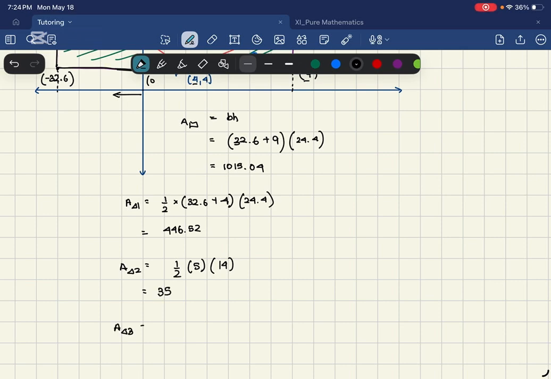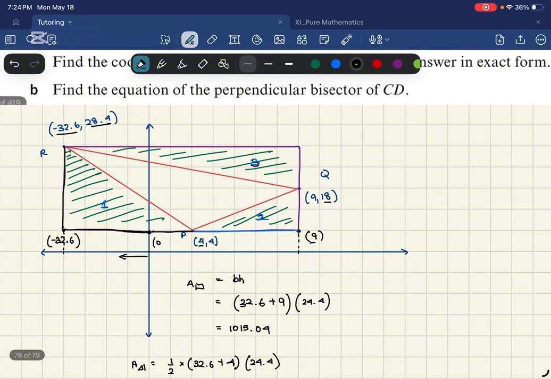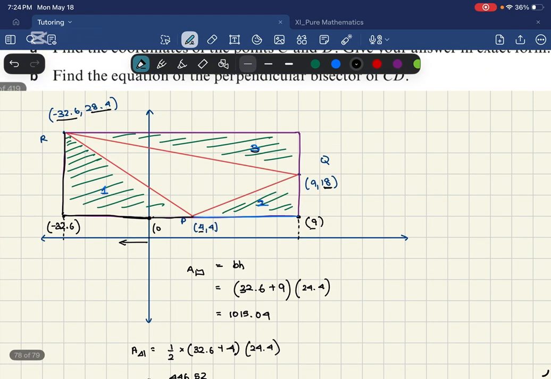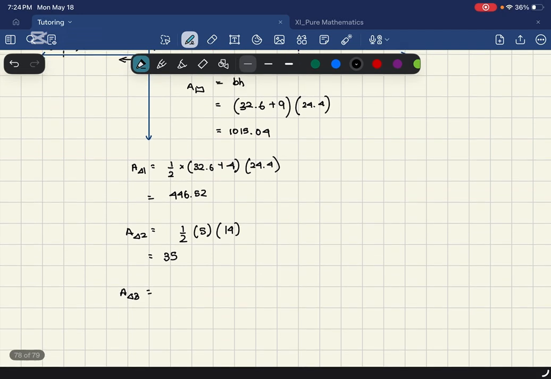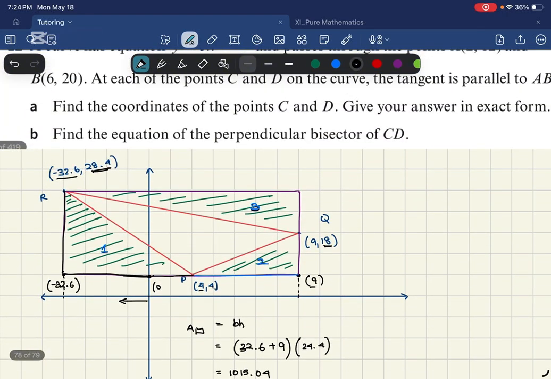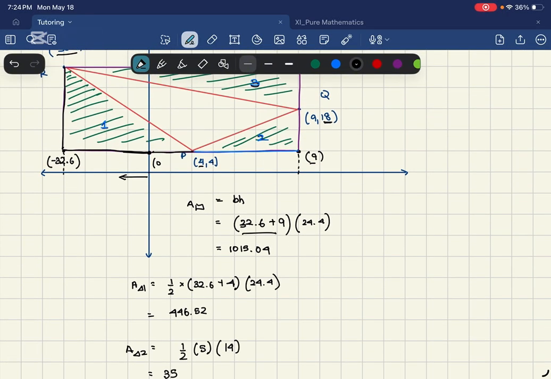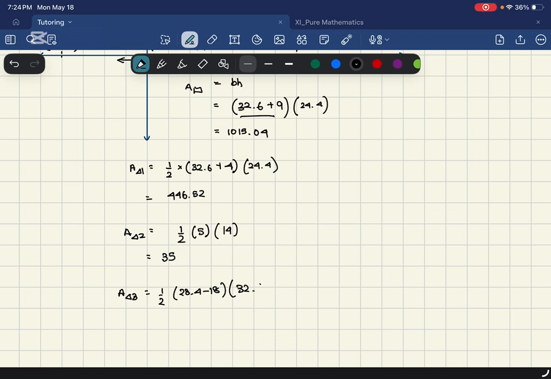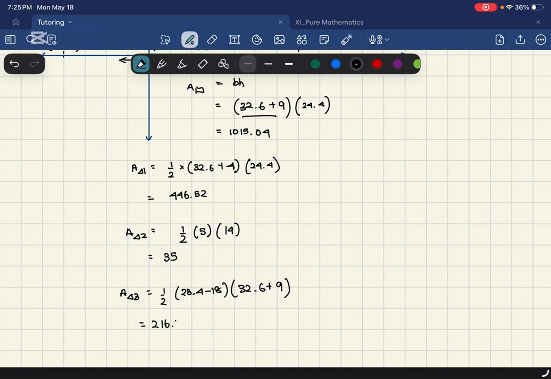Now the area of triangle 3 here. So what is my height? My height starts from 18, goes to 28.4. So half, my height is 28.4 minus 18. And my base is going to be this long side. It's going to be the base of the rectangle, which is 32.6 plus 9. And if you calculate this, you are going to get 216.32.